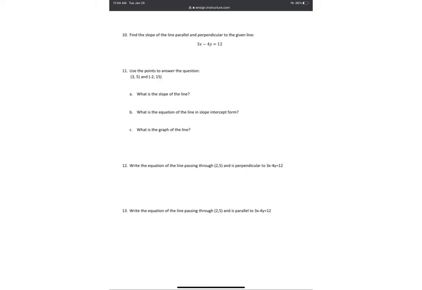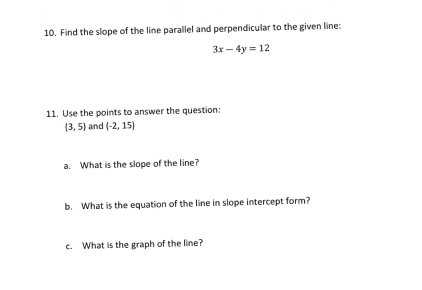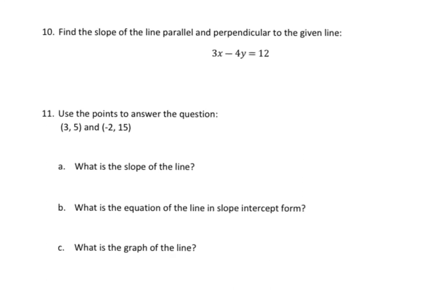Okay, page 7. So this page has a lot of problems that involve finding lines and slopes. So let's look at question 10. Question 10 says, find the slope of the line parallel and perpendicular to the given line. So the first thing that we need to do is find the slope of our given line. So we're going to find the slope here, and we will do that by putting the equation in y equals mx plus b.